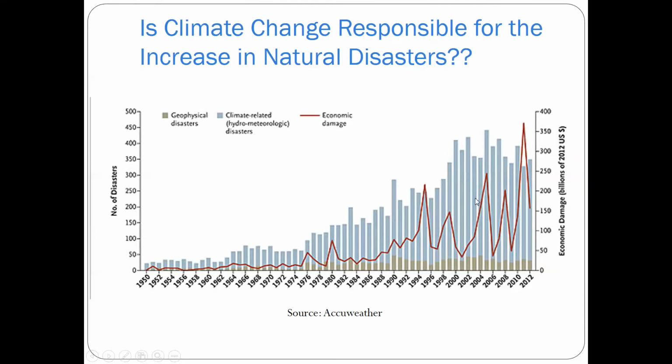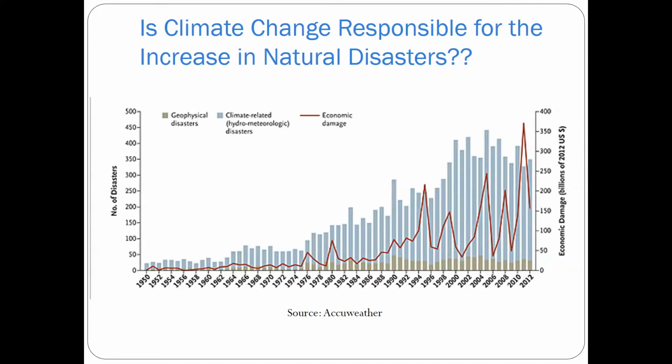Okay, so is this climate change related? Well, if you compare the number of natural disasters increasing and you just look at the geophysical ones, so the earthquakes, the tsunamis, the things that aren't climate related, you notice that climate related natural disasters are still increasing more substantially than non-climate related disasters. If this whole increase was simply due to better technology and a higher population, these geophysical and climate related disasters should be increasing at the same rate. But they're not.